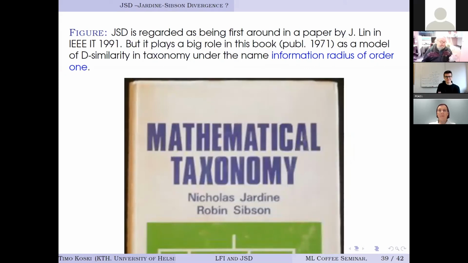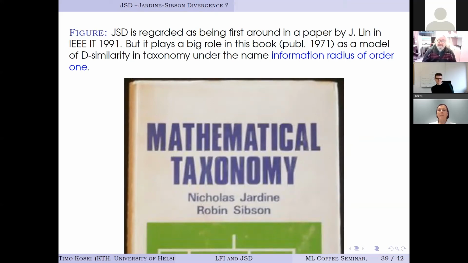Now here I have a couple of minutes left, and I got to this Jensen-Shannon divergence. It's in the literature on statistics and machine learning. One refers to a paper by J. Lin in IEEE Information in 1991. But in fact, you find it in this book, Mathematical Taxonomy by Jardine and Simpson. It's called Information Radius of Order 1, and they're modeling dissimilarity in taxonomy. Don't ask me what dissimilarity is. I don't remember. I tried to find my notes when I was preparing. I didn't find my notes on dissimilarity.